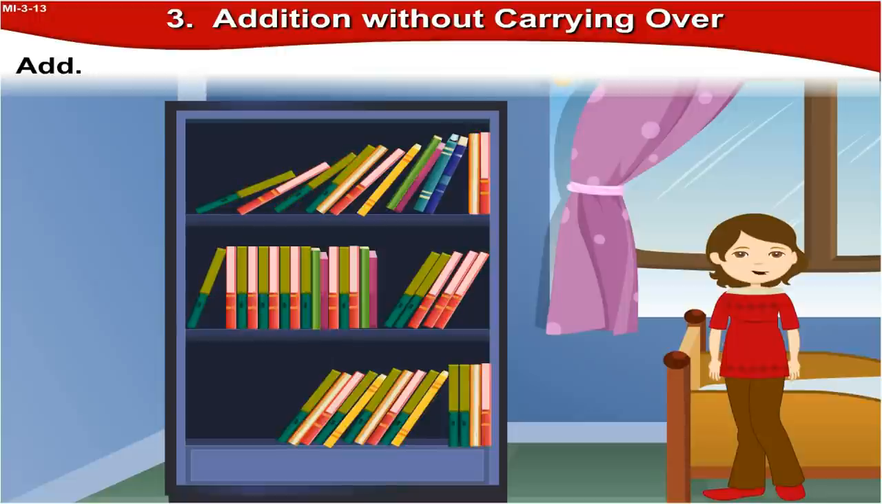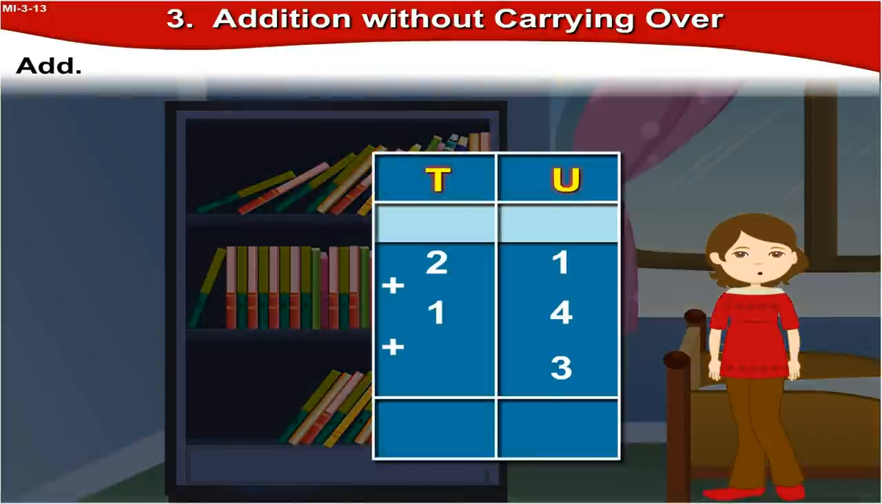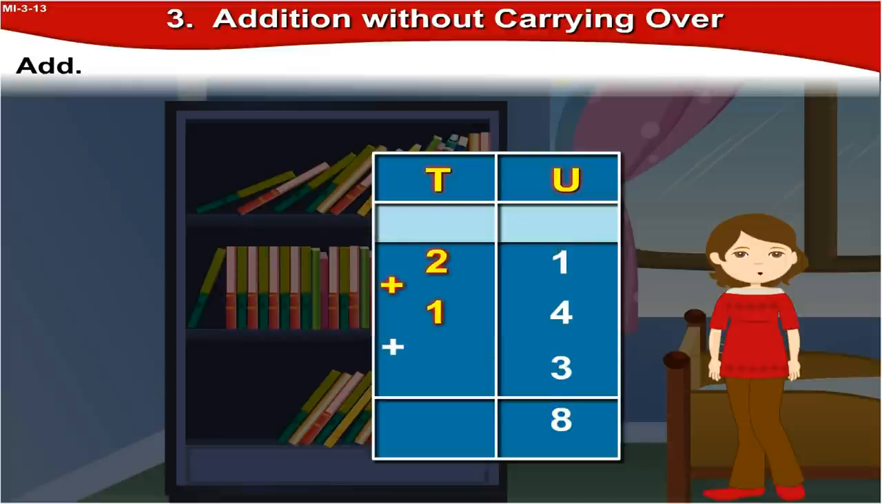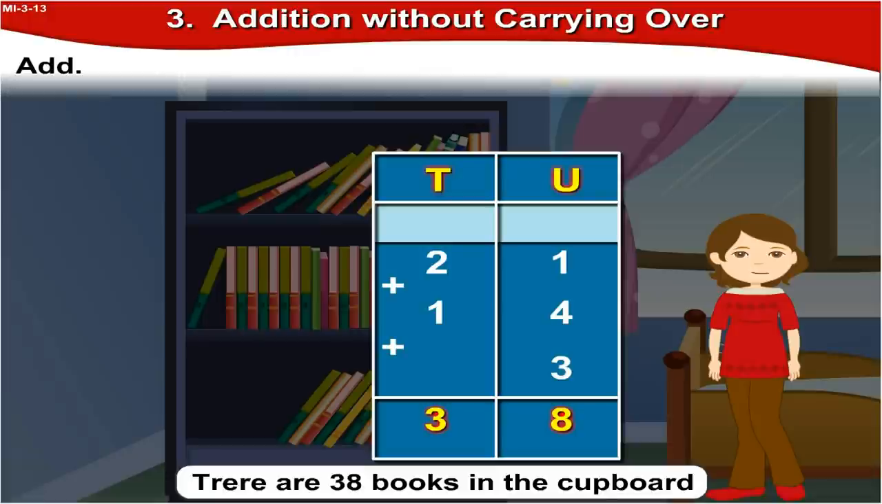songbooks. So if you arrange them in vertical order with T and U, 21 is 2 tens 1 unit, plus 14 is 1 ten 4 units, plus 3 units. Now in the units column, 1 unit plus 4 units plus 3 units is 8 units. In the tens column, 2 tens plus 1 ten is equal to 3 tens, which means the answer is 38. That is, there are 38 books in the cupboard.